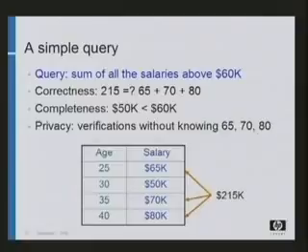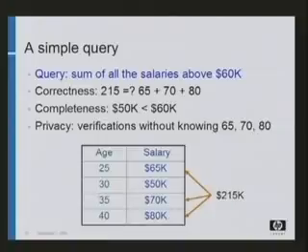Now, again, we consider privacy. We don't want to give the user the inputs. 65, 70, 80 are hidden from the user. This is for correctness. For completeness, we consider the selection part. So you have a selection clause that is salary above 60K. Whether the numbers that are computed in the sum satisfy the selection criteria, whether or not the non-selected entries violate the selection criteria. So in this case, we have to prove that 50K is less than 60K, so it does not satisfy the selection criteria. And again, we don't want to give that 50K value to the user. So the user basically has to verify without seeing 50K.